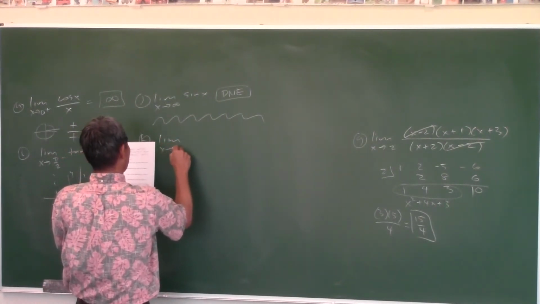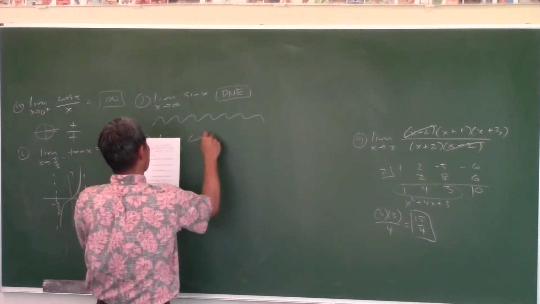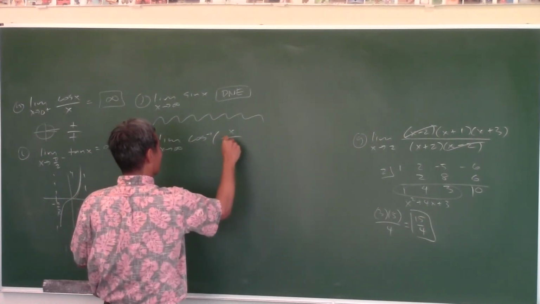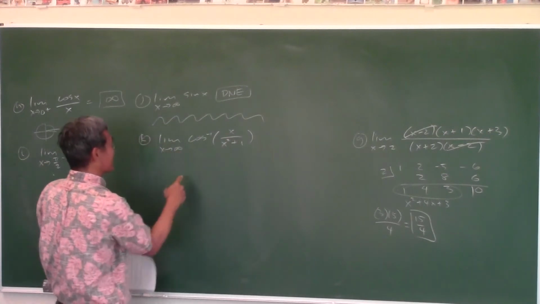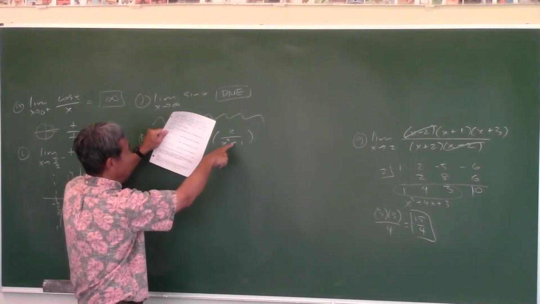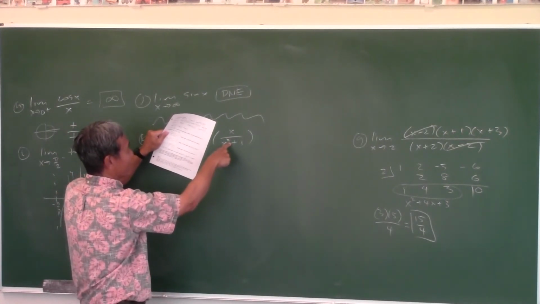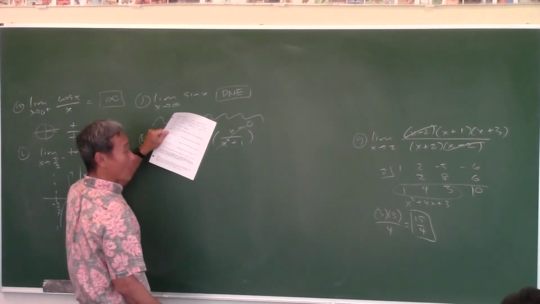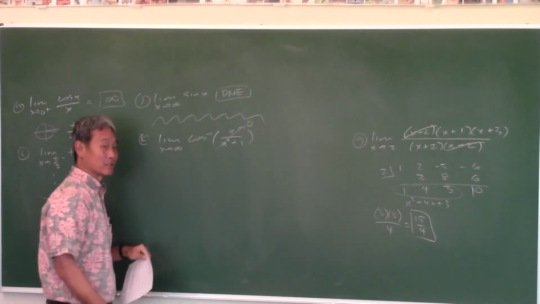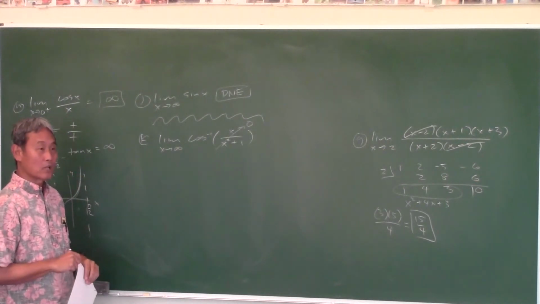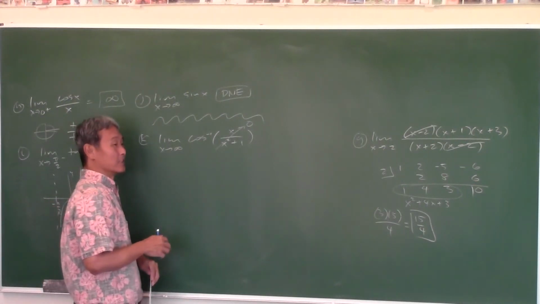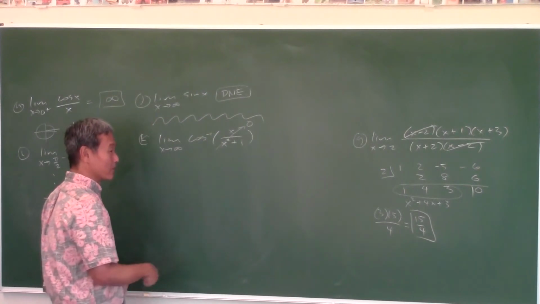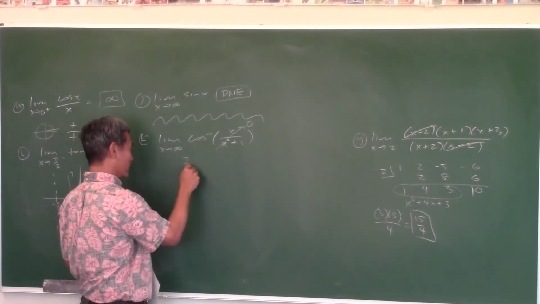Limit as x approaches infinity of cosine inverse of x over x squared plus 1. Okay, as x approaches infinity, what about the thing right there? If the degree of the bottom is bigger than the top, it goes to 0. So all you have to know now is cosine inverse of 0. Cosine of what angle is 0, and the answer has to be in the range? Pi over 2.